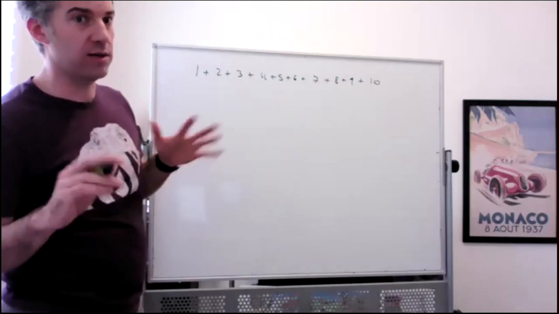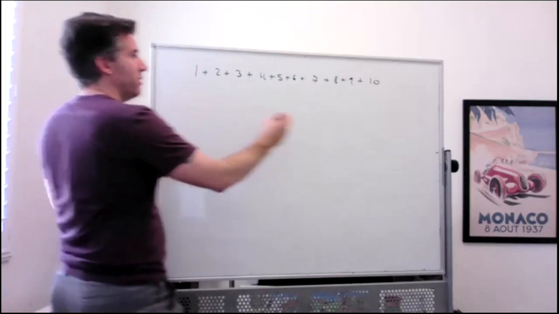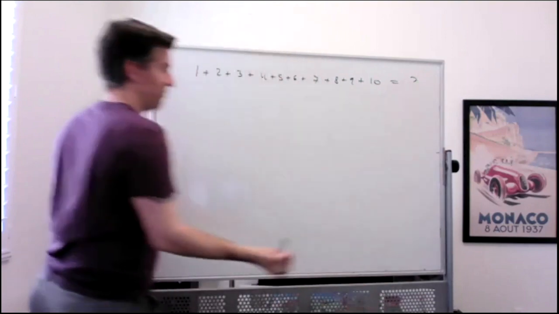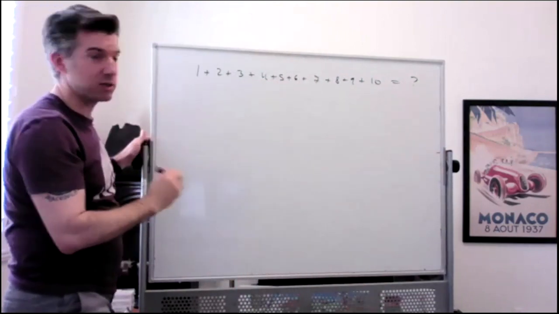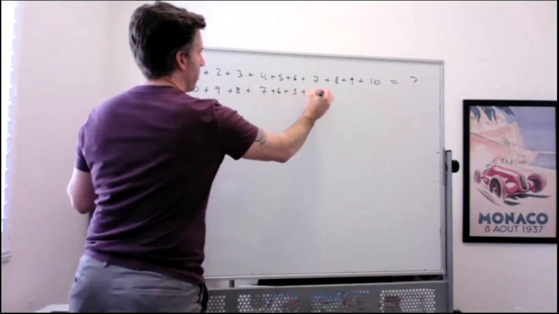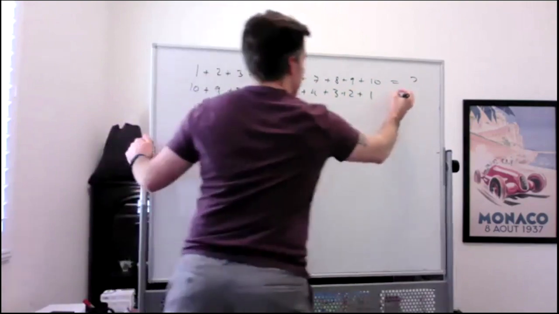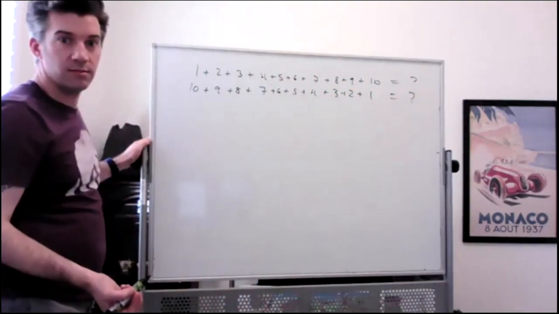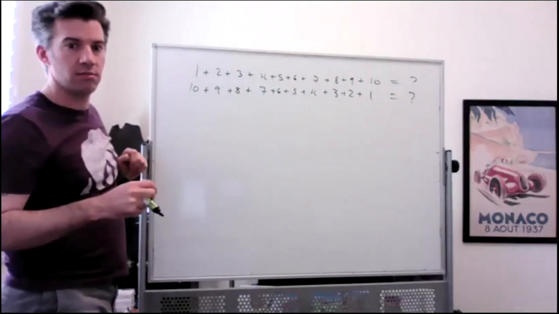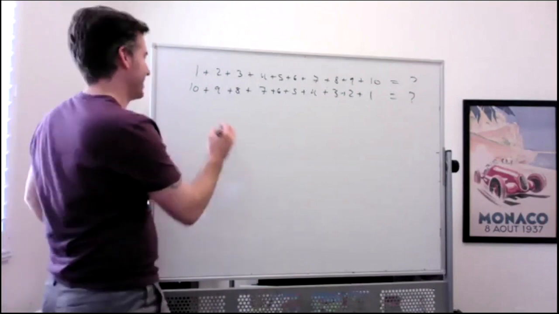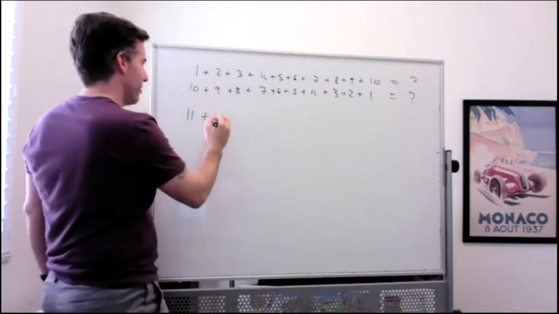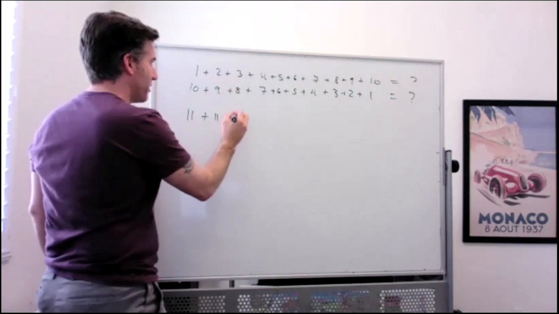But here's another way to see it. So this is equal to, I think it's 55. Let's pretend like we don't know for a second. Well, I'm going to do the same thing but backwards: 10 plus 9 plus 8 plus 7 plus 6 plus 5 plus 4 plus 3 plus 2 plus 1 equals the same thing, right? So now if I add this way, what's 1 plus 10? What's 2 plus 9? What's 3 plus 8? Right, they're all going to be 11.